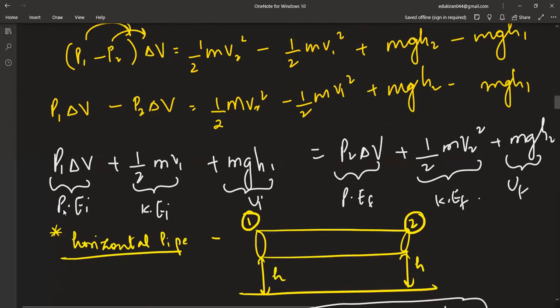See, P1 delta V is the initial pressure energy. Half m V1 square is the initial kinetic energy. mgh1 is the initial potential energy. P2 delta V, this is the final pressure energy.